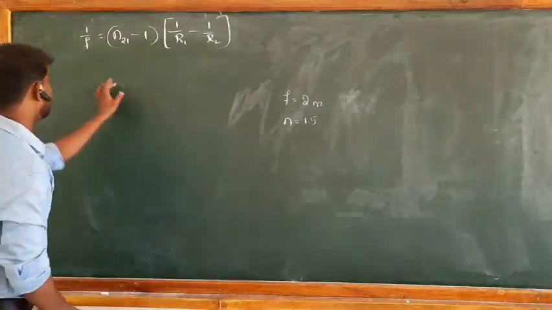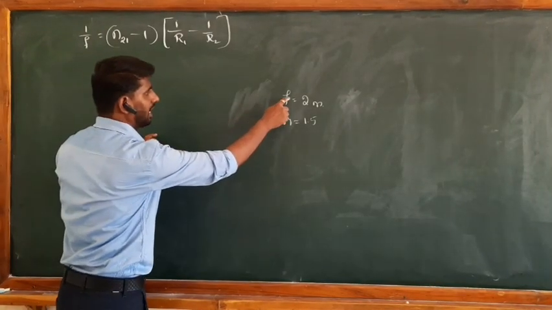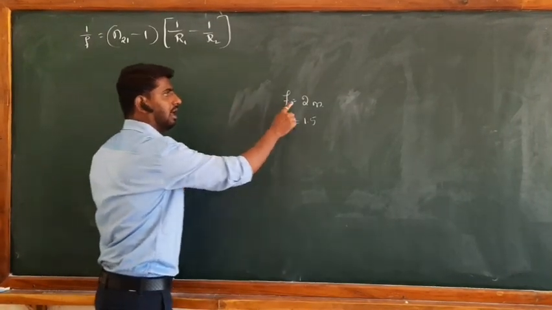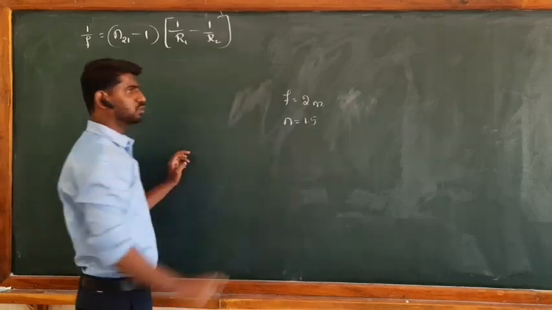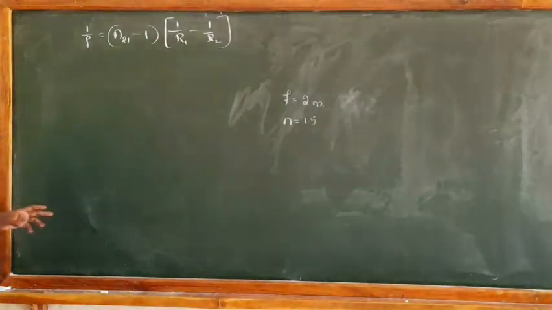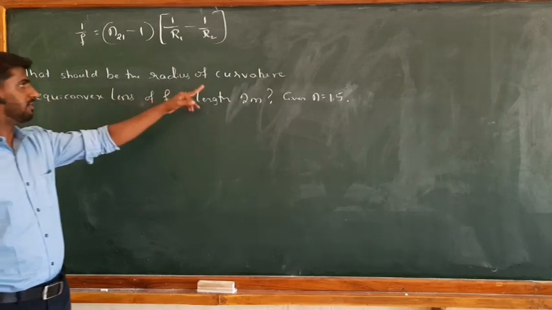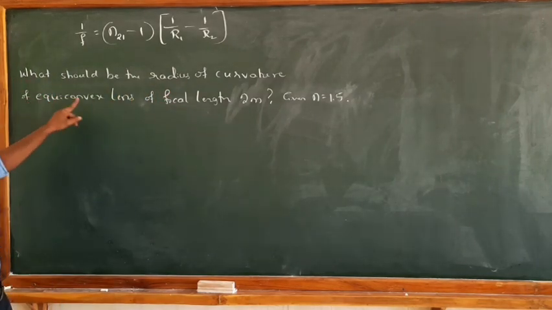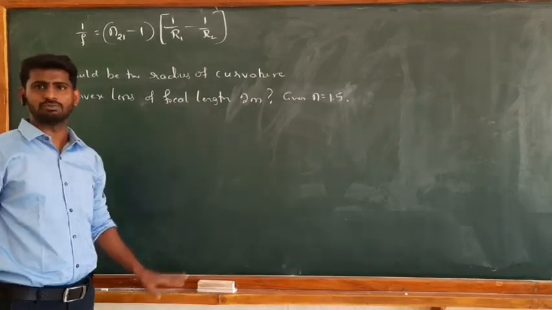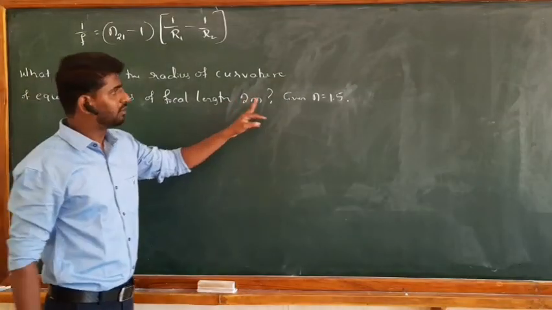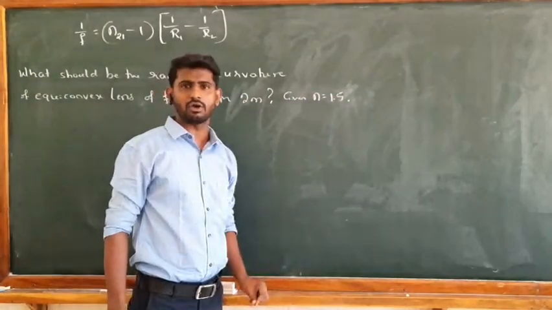Okay, so I'll explain. So what's the question now? If we want to make an equiconvex lens of focal length 2 meters, I'll write here. Okay, this is the question. What should be the radius of curvature of an equiconvex lens of focal length 2 meters? And we are using a material of refractive index 1.5.